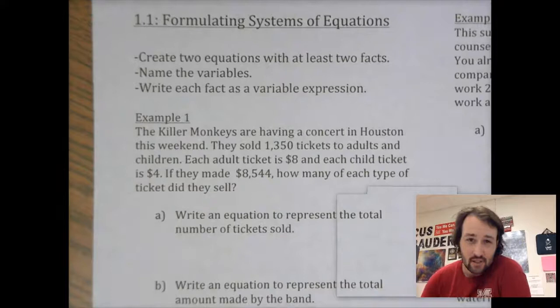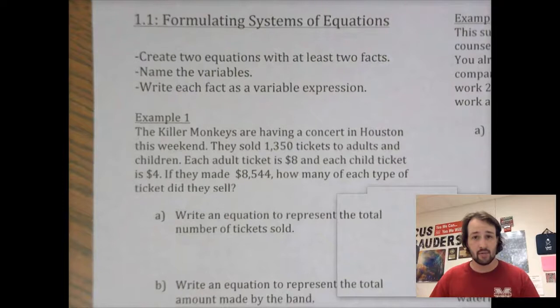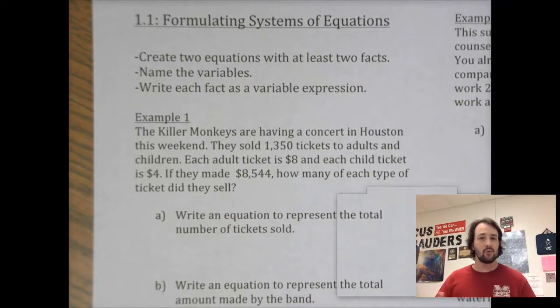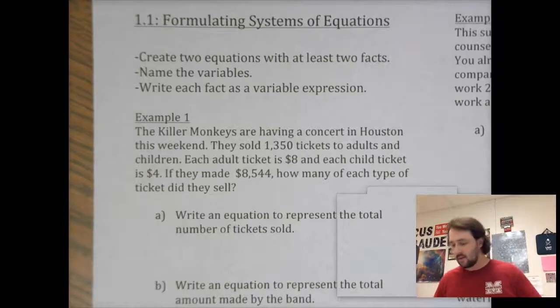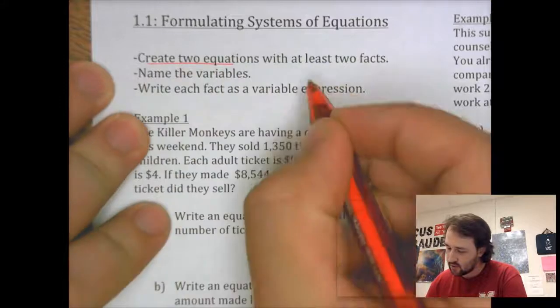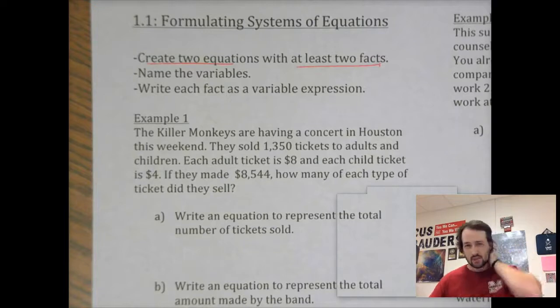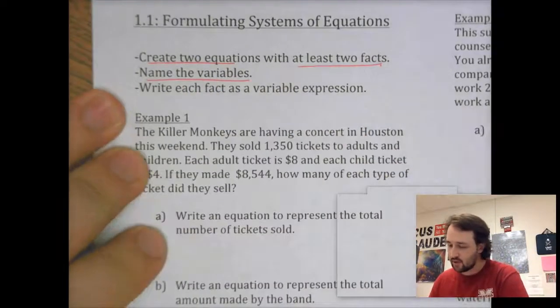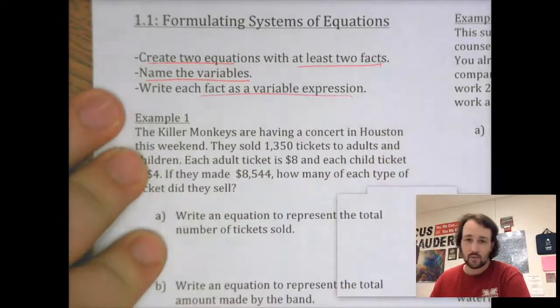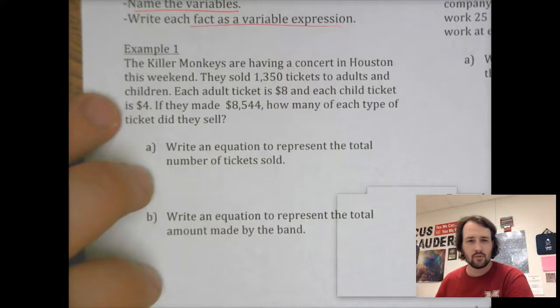So in this very first section, we're going to be coming up with systems of equations. We're not really going to be solving them yet. We're going to talk about that more in the next video. But we're just going to see how we use systems of equations, or multivariable equations, in everyday life and how it comes up. Something that's important with this: create two equations with at least two facts. You're going to be given two facts. Always make sure you name the variables and write each fact as a variable expression. That's what they're going to be telling you throughout the Apex system as well. So let's see how we use these things.